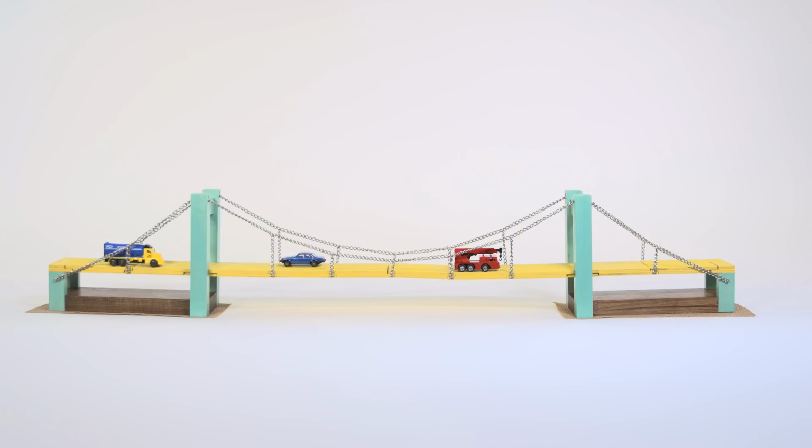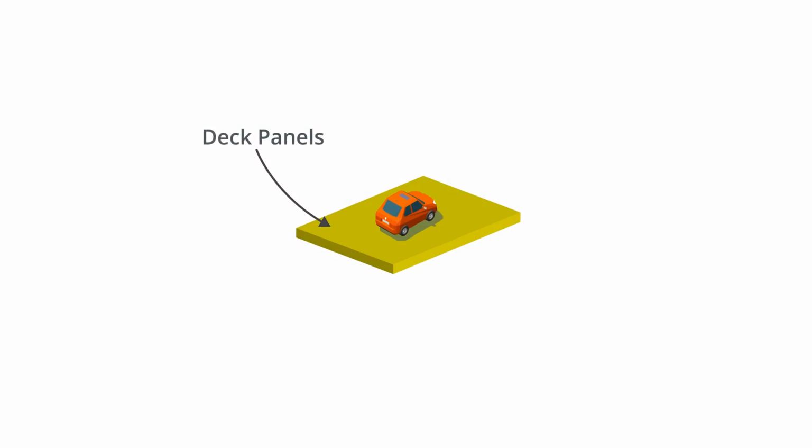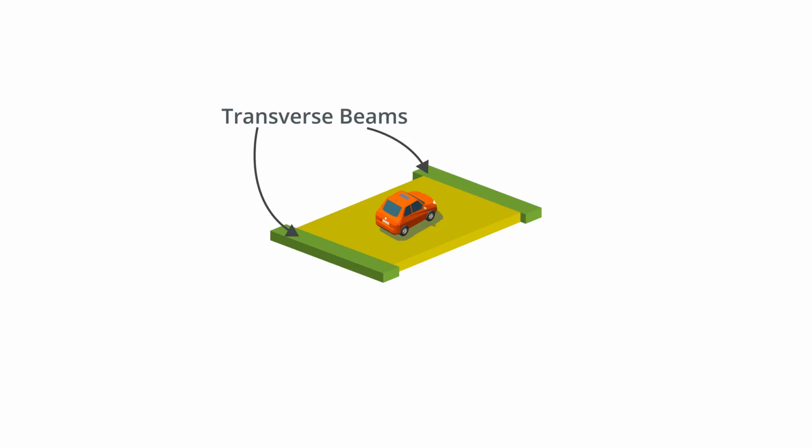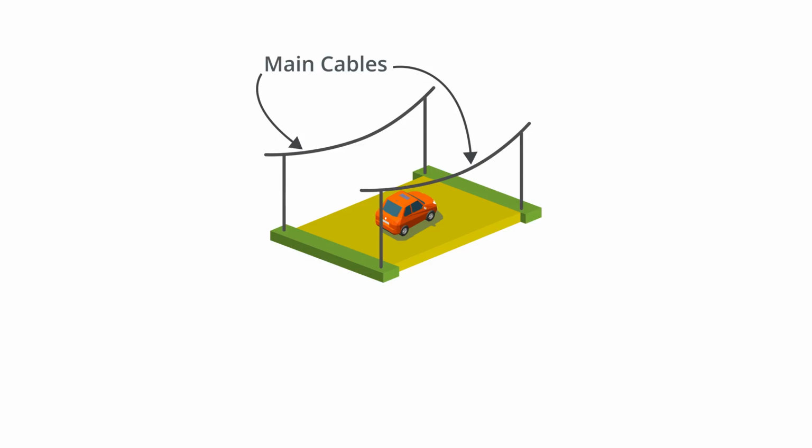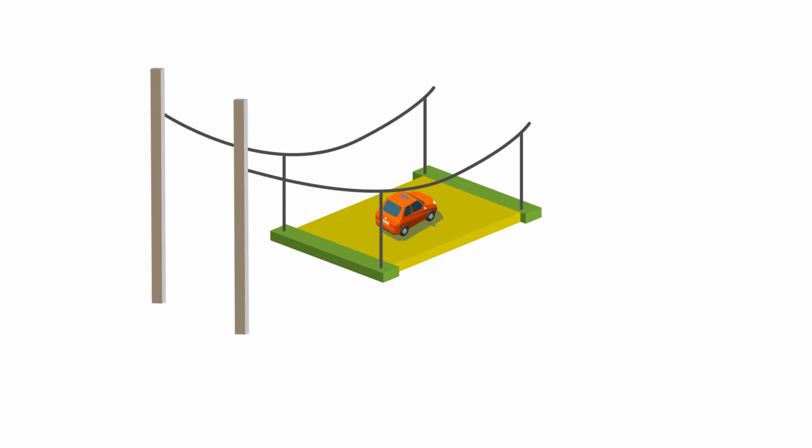The next challenge is how to transfer the vehicle and other loads to the main cables. This load transfer is usually done using deck panels, and they are carried by beams running across the width of the bridge. The ends of these transverse beams are in turn carried by vertical rods or wires, called suspenders, and they are in turn connected to the main cables, which rest on the towers and their foundations. The complete load transfer path involves the deck panels, transverse beams, suspenders, main cables, towers, and foundations.